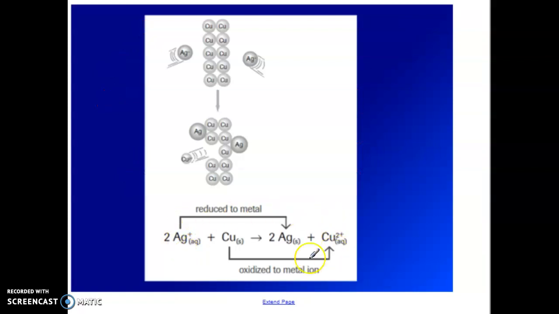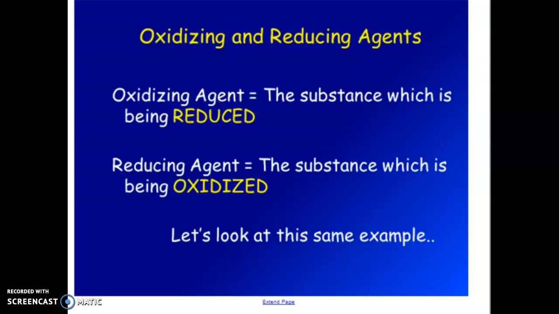Okay, so this is just showing you the net ionic equation on that exact same thing that we just did. Okay, so now we have something called an oxidizing and reducing agent. So this term's a little bit different.